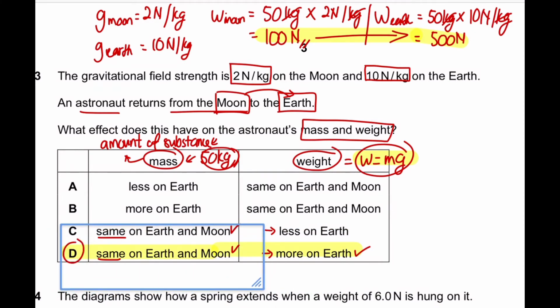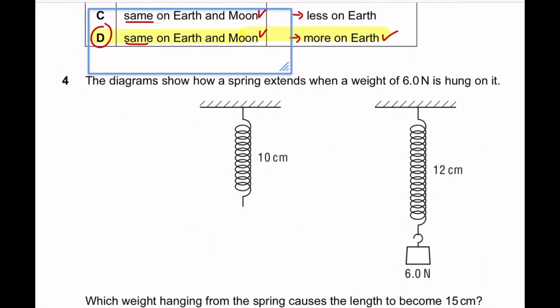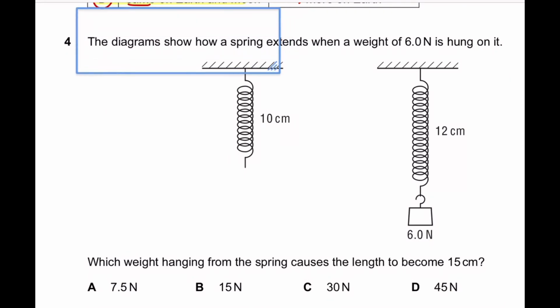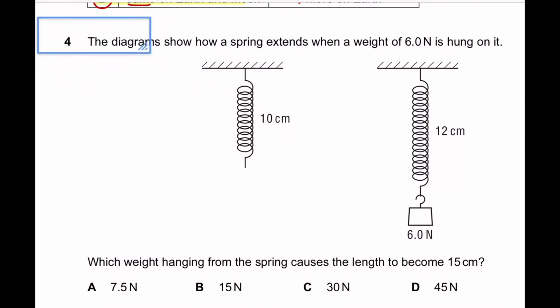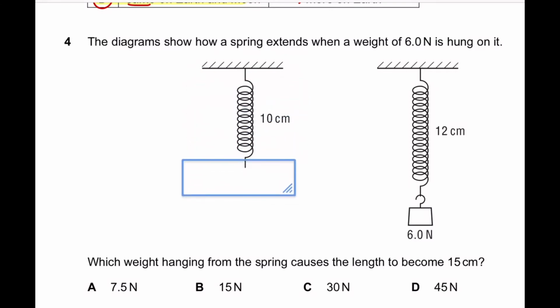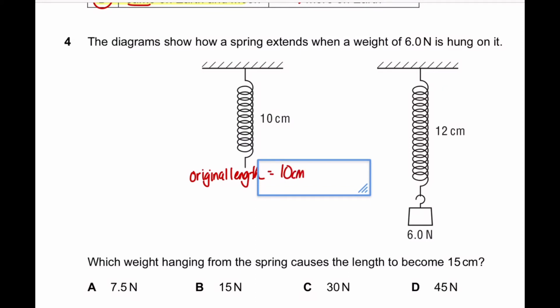Alright, that's done. Now on to question 4. Spring question. The diagram shows how a spring extends when a weight of 6 Newton is hung on it. On the left hand side, the diagram shows the original length. Let me write it here first. Original length of the spring, which is 10 centimeter.